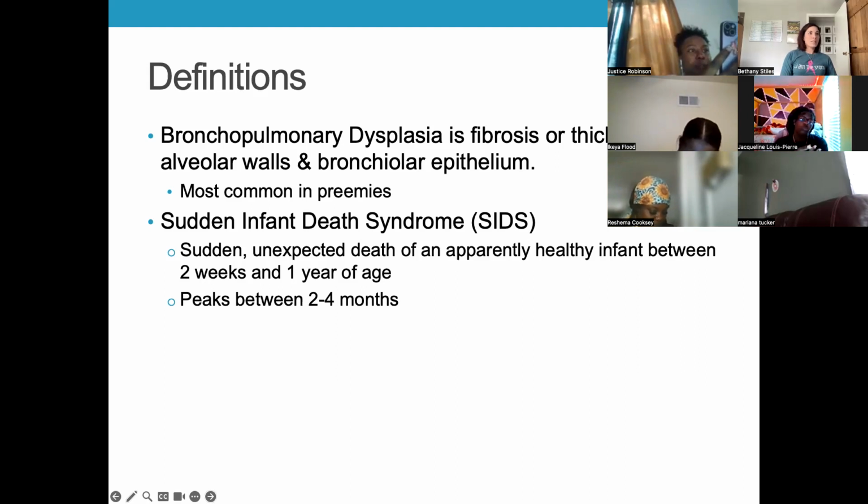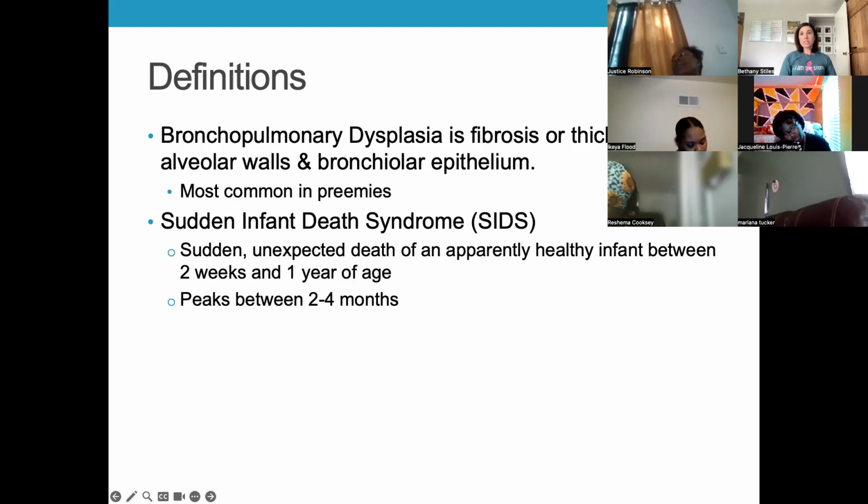And then lastly is SIDS, sudden infant death syndrome, and that's going to be a sudden unexpected death of an apparently healthy infant between 2 weeks and 1 year of age. So their risk period typically peaks between 2 and 4 months of age, and that's about the time that you start to see them being able to roll over independently. So that's why we have the ABCs of safe sleep to try and prevent SIDS from happening. There is no particular known cause. So it's that sudden unexpected death. We can do a lot of things to try and prevent it, but sometimes it just happens.